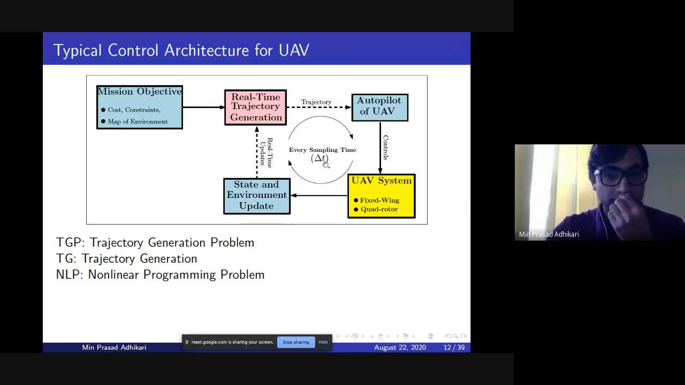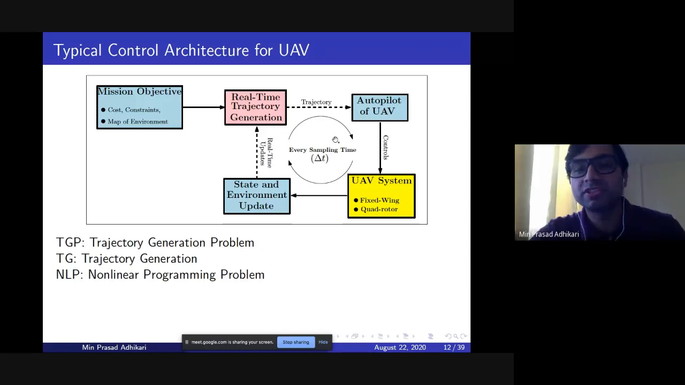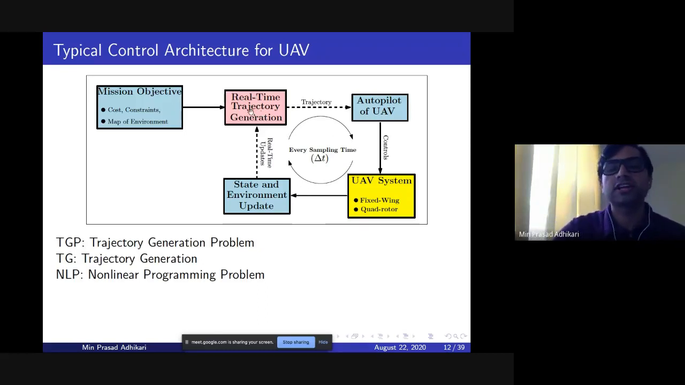Sampling time, meaning, let's say, 1 millisecond or 10 milliseconds, and we want to generate the trajectory at that speed. And this trajectory generation problem, which is the mathematical formulation of the mission objectives, is a nonlinear programming problem. So I'll talk about that a little bit soon.